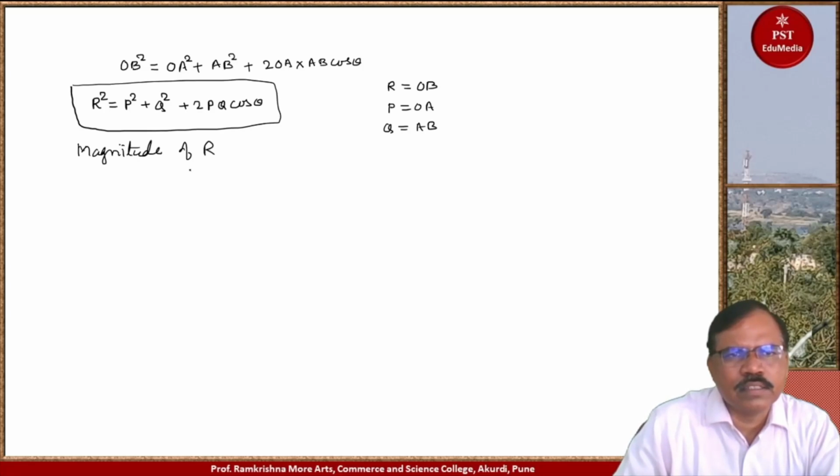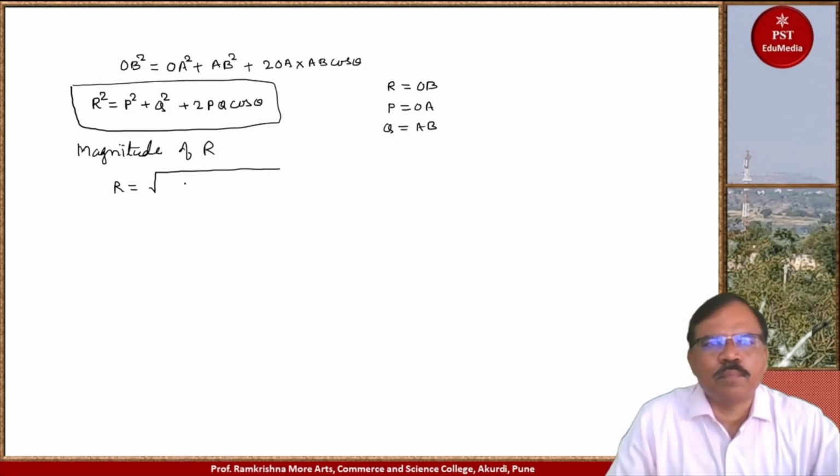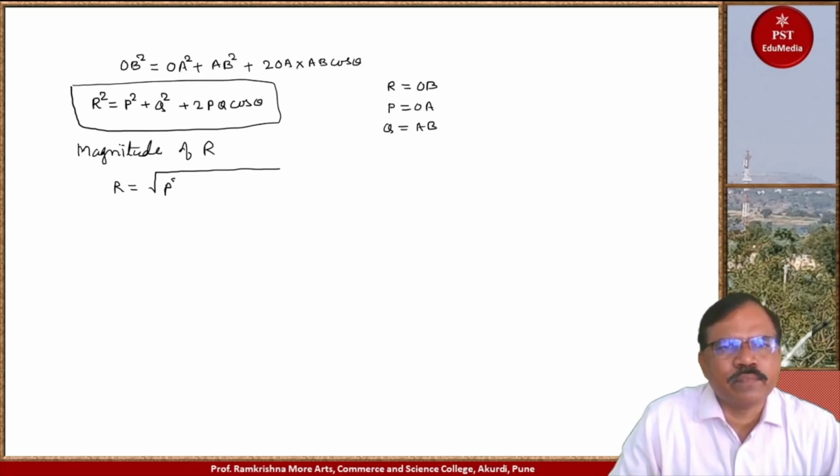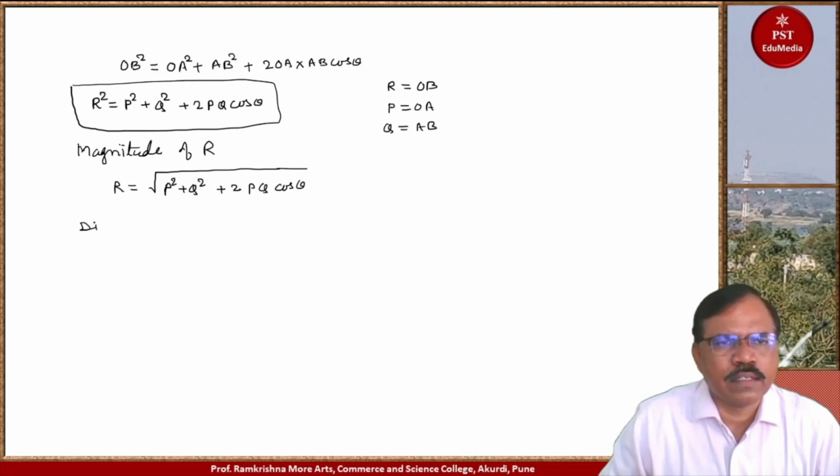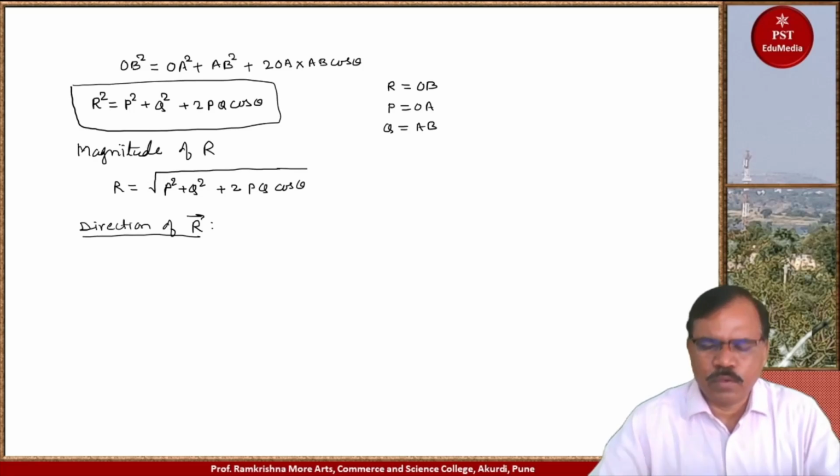Magnitude of R, simply I will write R is equal to square root of P square plus Q square plus 2PQ cos of theta. This is the magnitude of R. Now we have to find the direction of R, the direction of the resultant vector. How can we find it?